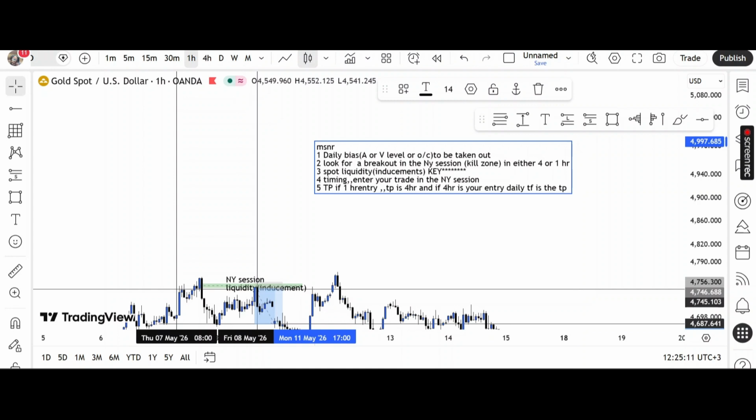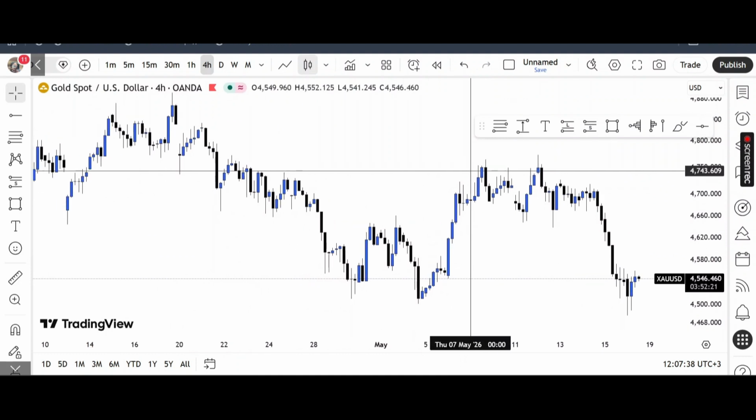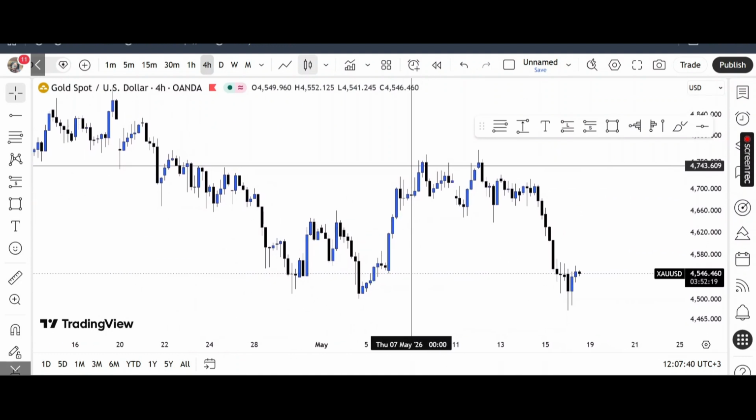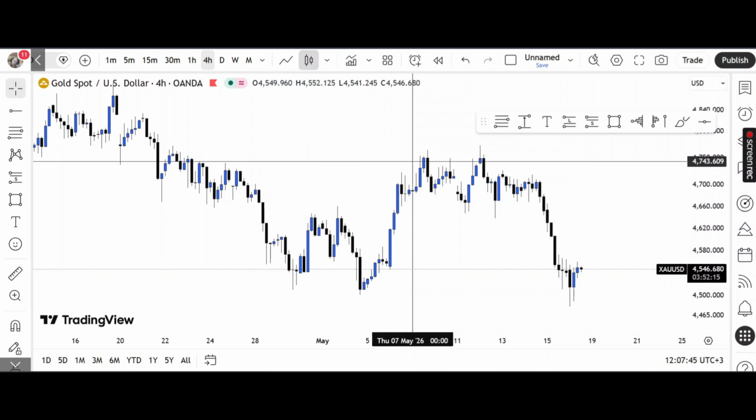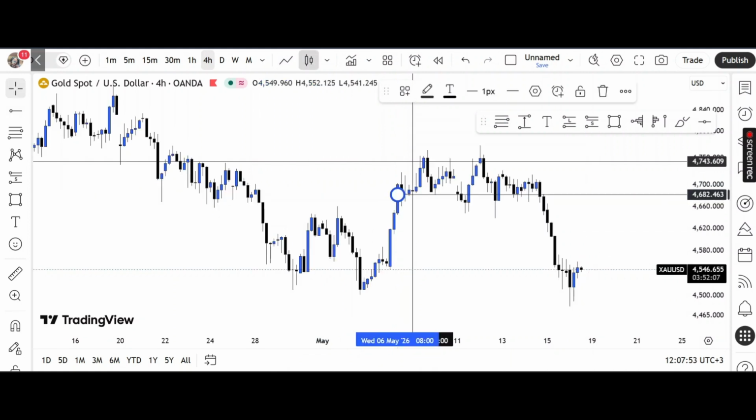For Malaysian SNR, that's how you use only the New York session when there is a lot of volume in the market. In the 4 hour time frame, what do we look for? We look for a previous V level, and with the previous V level here, we can see our previous V level was around here, right? It was around there. That's our previous V level, but it's so far. And when was it broken?